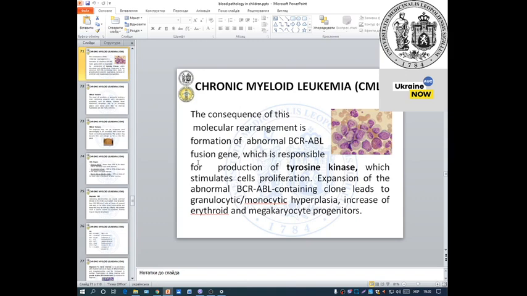The new fusion gene is responsible for production of tyrosine kinase, which stimulates cell proliferation. It leads to granulocyte monocytic hyperplasia, increased production of erythroid and megakaryocyte progenitors.